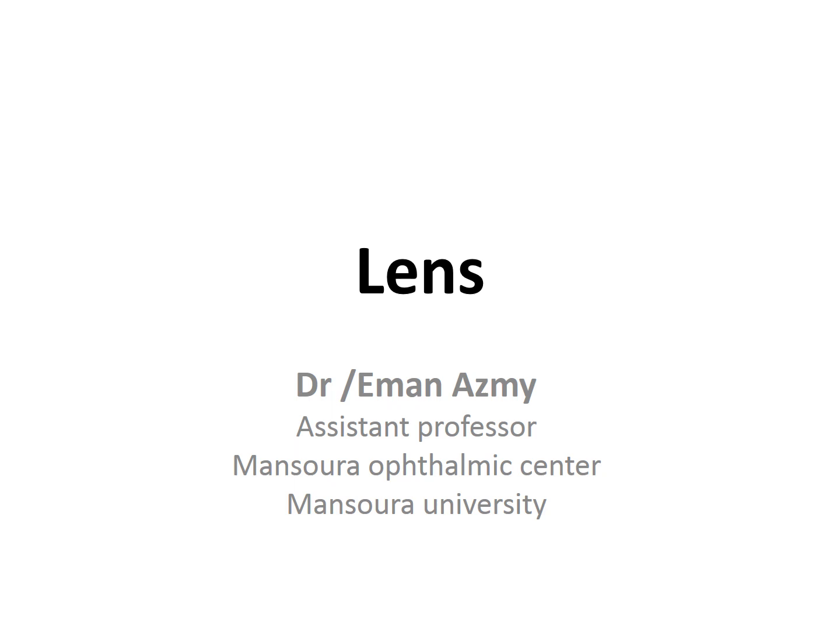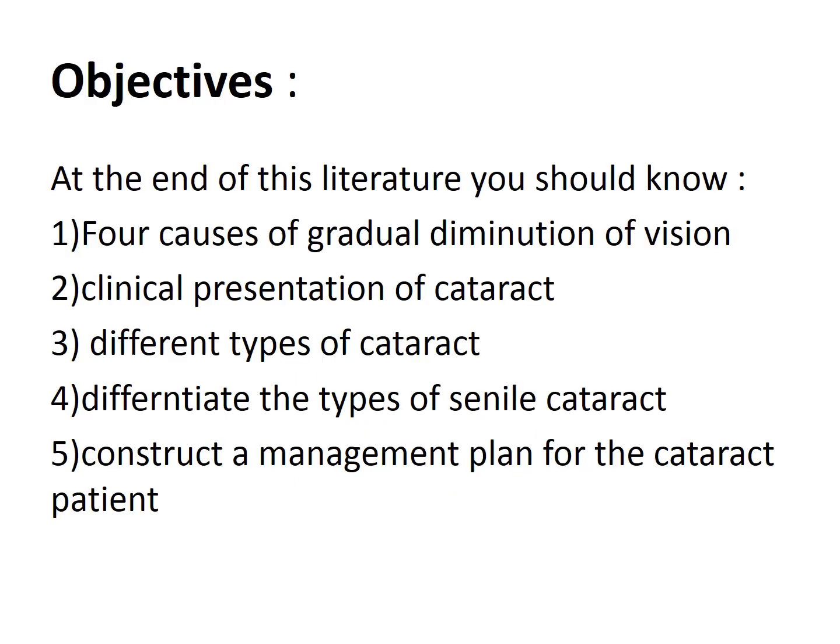Welcome, dear students. Today we are talking about the lens. At the end of our literature, we should know at least 4 causes of gradual diminution of vision, the clinical presentation of a patient with cataract, different types of cataract, and differentiate the types of senile cataract, construct a management plan for the cataract patient.